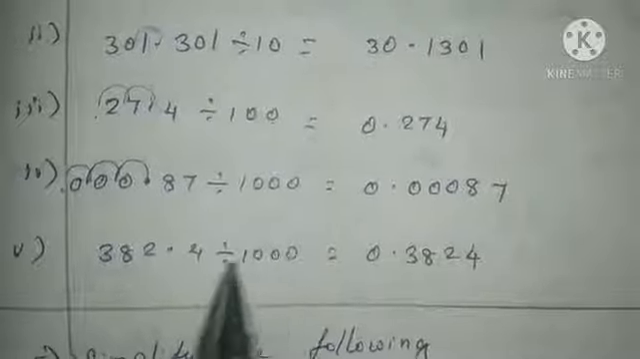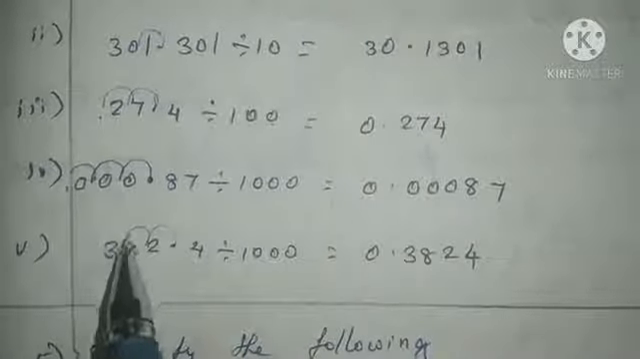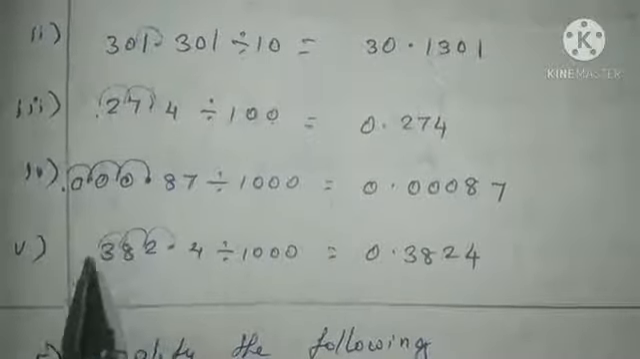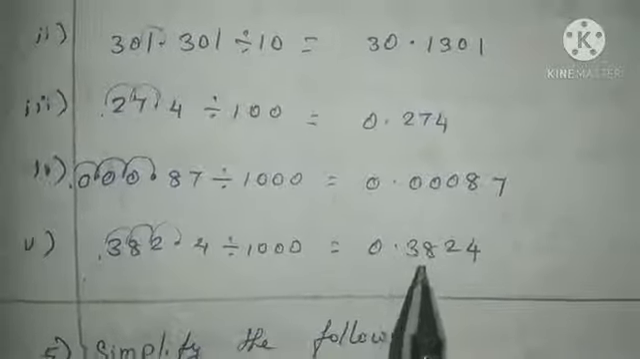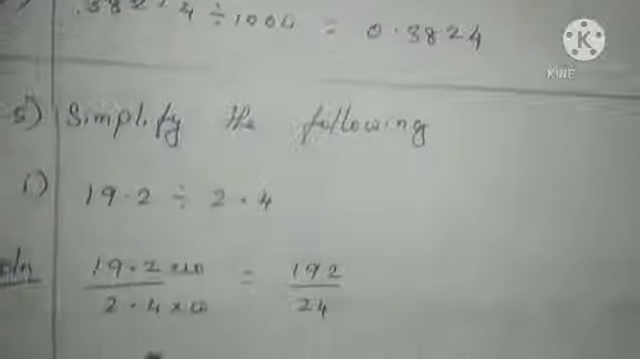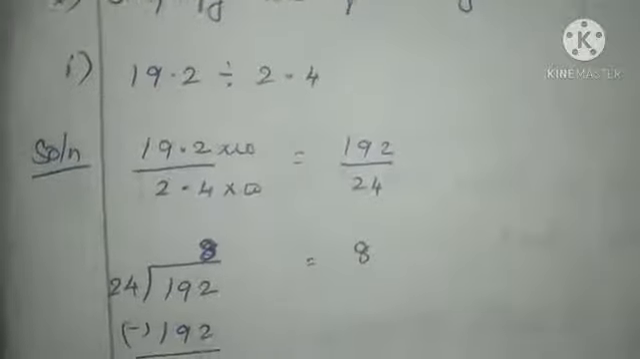Fifth sum also, 38.4 divided by 1000. Here also we are having 3 zeros, so we are moving 3 places, and we get the point in front of 3, and we get the answer as 0.0384.